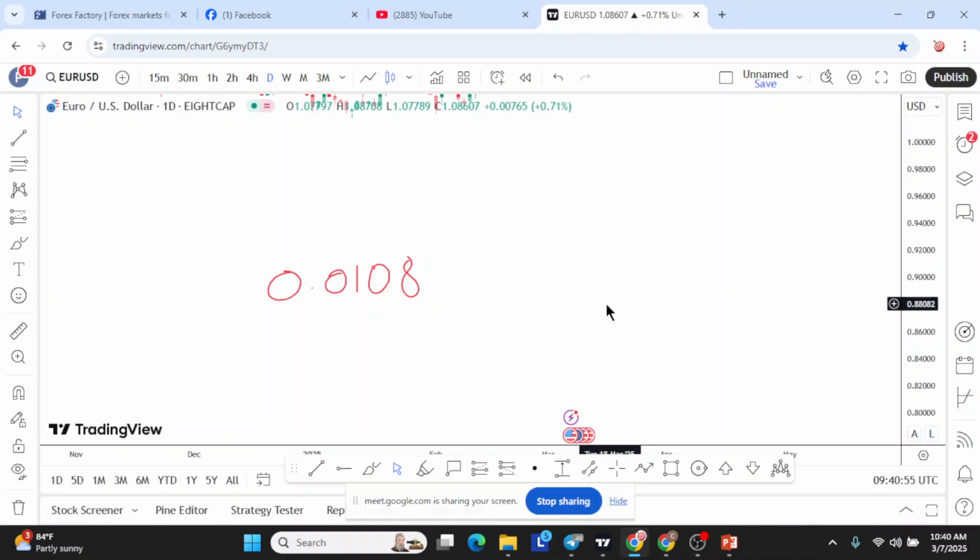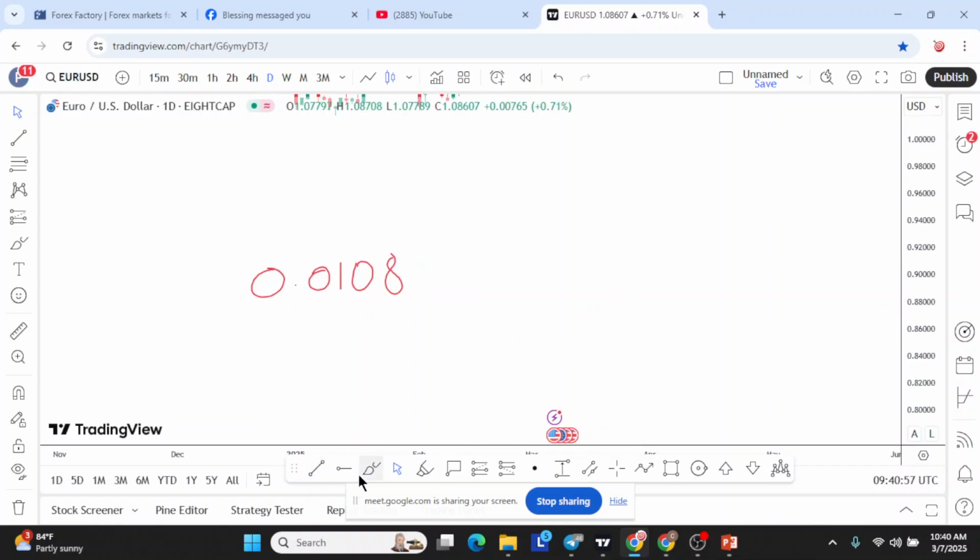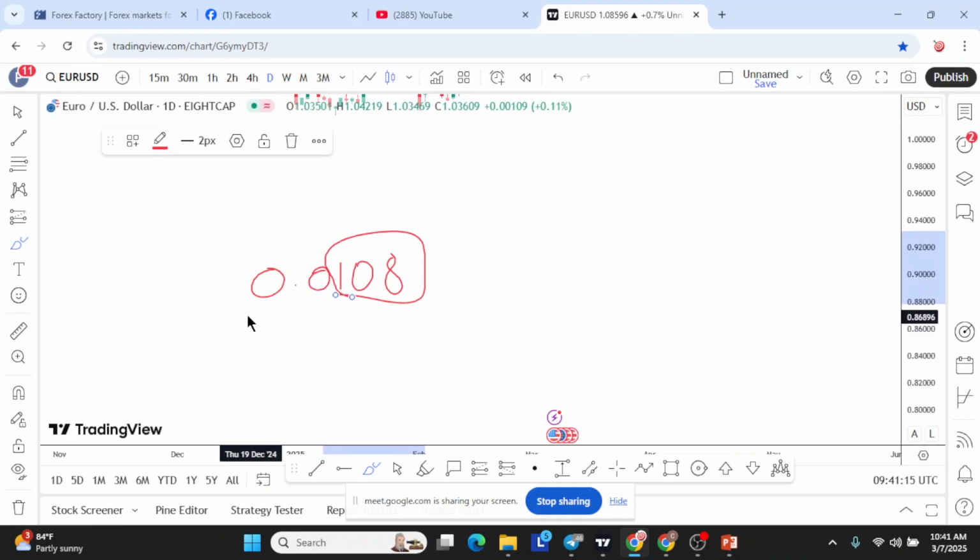Okay, let me help you with that so that you can understand. The number that you can see here that you can call out is this. And that is what? 108. 108. Now remember that for pips we will have 4 numbers after the decimal point.